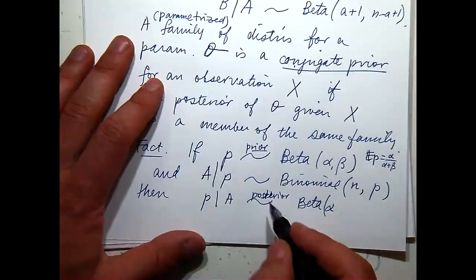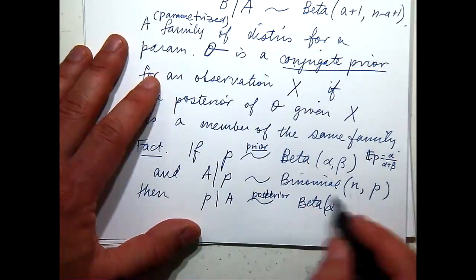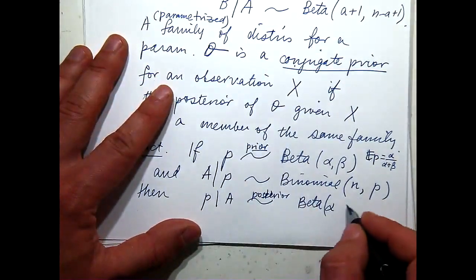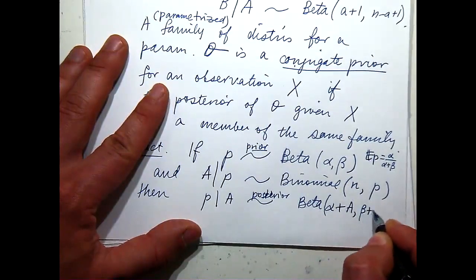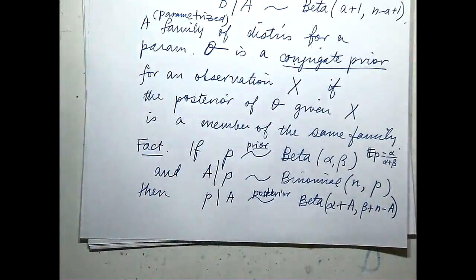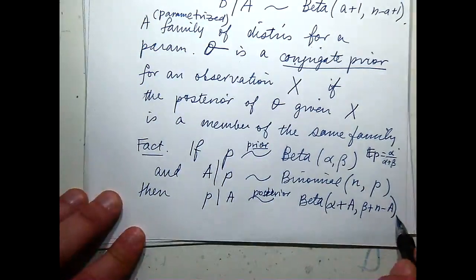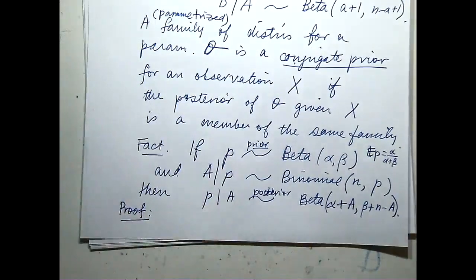And this will also show when you have this new observation, A given p, binomial on p, it'll be beta, alpha plus A, beta plus n minus A. Okay, so now let's prove this fact because it's a good exercise in doing calculations.